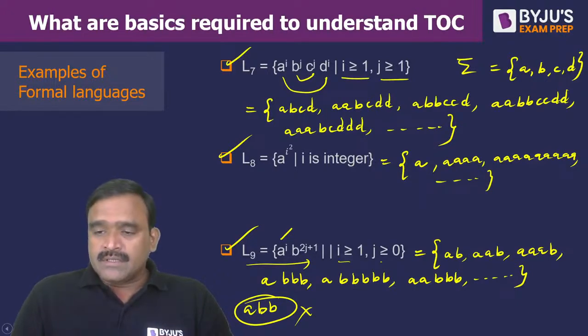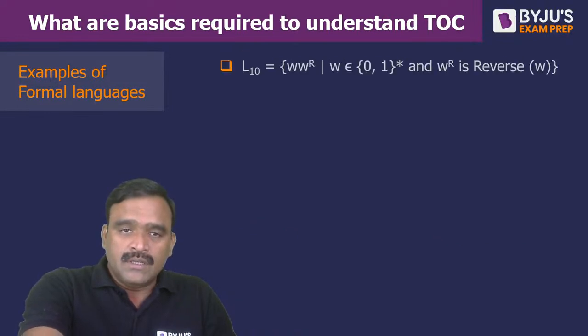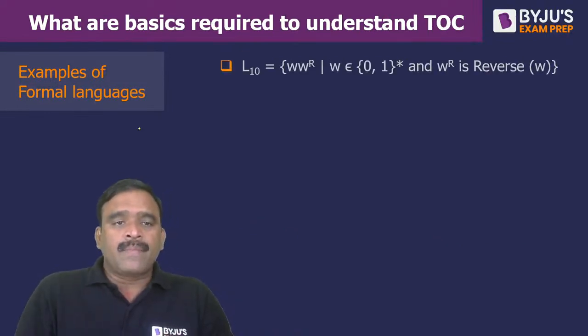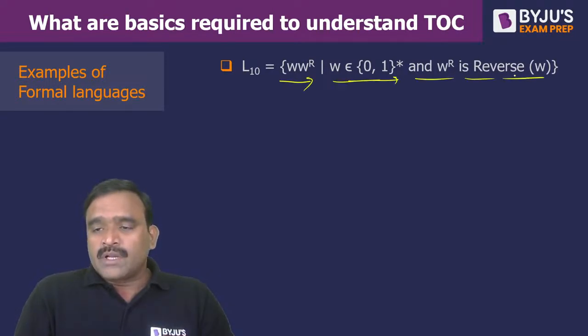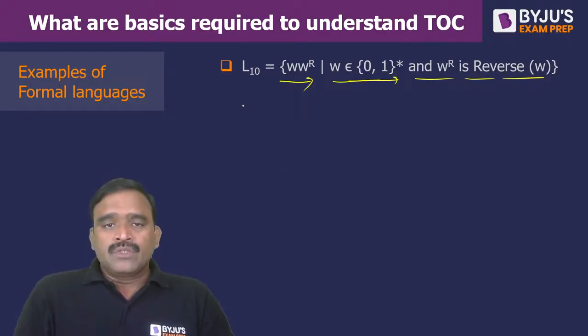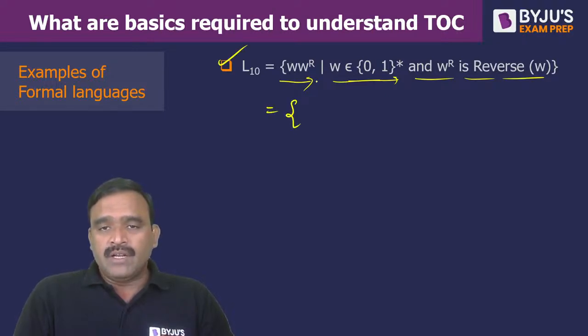Everybody understood this? Okay, now let us move on to the next language. L10 is equal to W W power R, such that W is a string of zeros and ones and W power R is the reverse of W. So what do you mean by the reverse of W? The minimum string is epsilon. Earlier there was a C in between, W C W power R. So here both are direct.